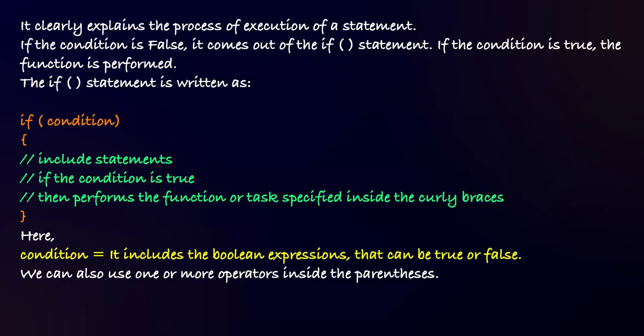See, this is a very simplified form of an if condition. This is how it has been given. In the parentheses, the condition is given. That means, in my first example, if the temperature is greater than 30 degrees Celsius, right? If the temperature is greater than 30 degrees Celsius, something would happen. So this is where the condition is given. If the condition is true, it performs the function or task specified inside the curly braces.